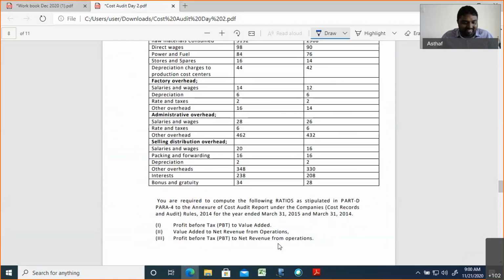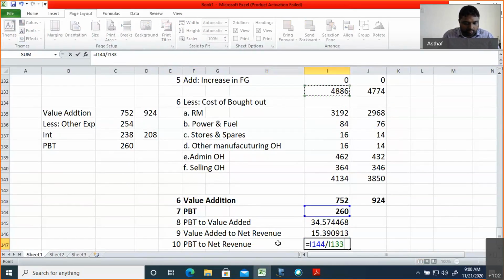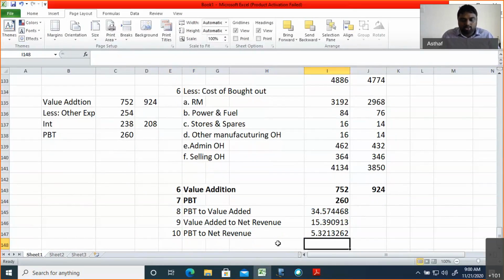Last but not the least, PBT to net revenue. What is PBT to net revenue? Your PBT is 260 divided by net revenue. So all are in percentage. Very good, Shijda. You got the answer very early. So this is the answer, my dears. We have completed.